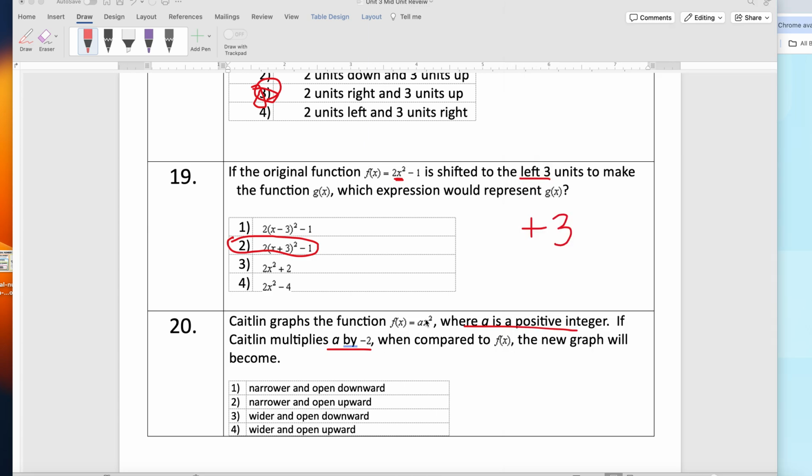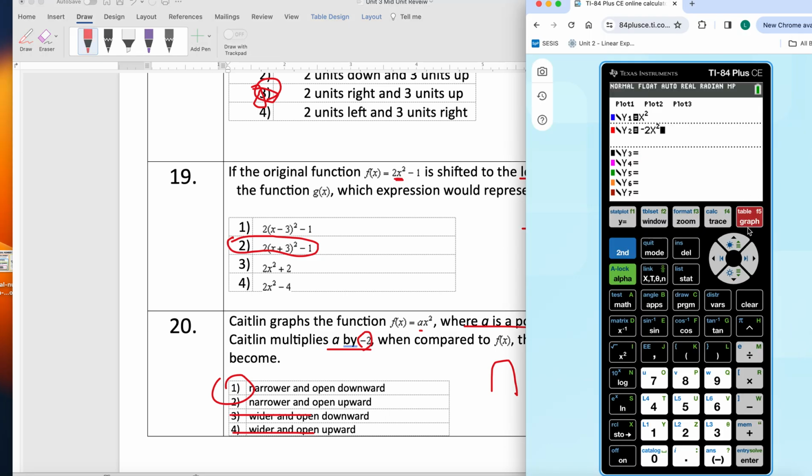Squared. Some of you might know automatically what happens. I know that if it's not a fraction, the graph is going to get narrower. The fraction makes the graph wider. So that's going to be out. And I know if it's a negative sign, the parabola is going to be like this. So it's going to be downward.